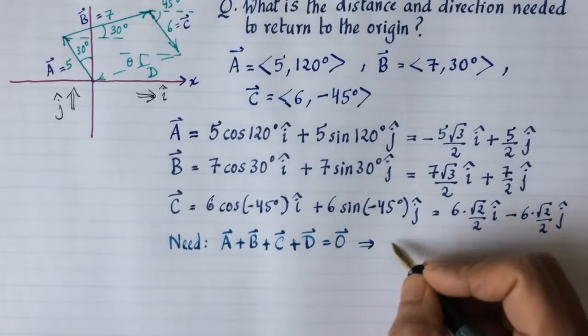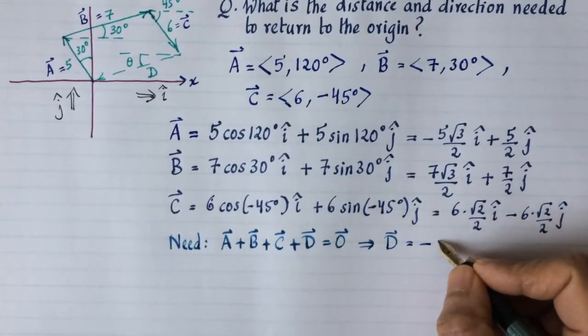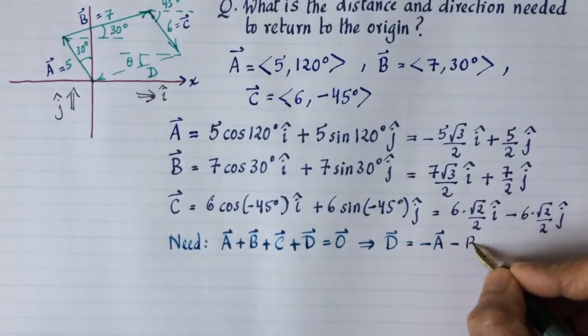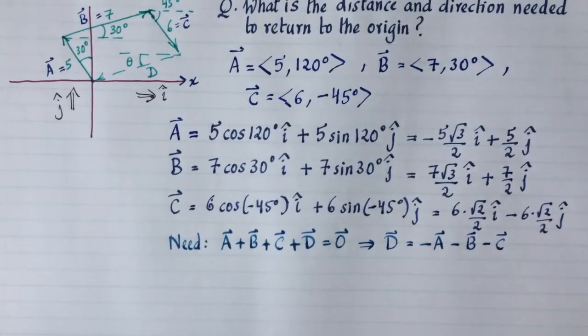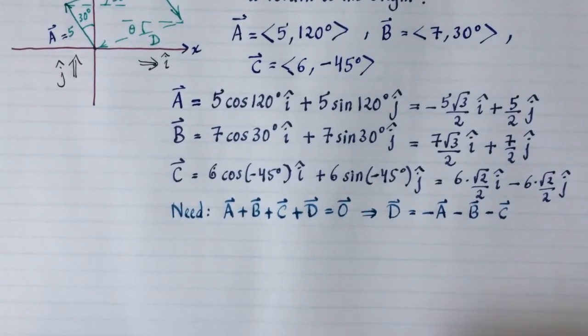This can be rewritten as D. If you transfer all these other vectors to the other side, I get D equals negative A, negative B, negative C. So all I now have to do is write down negative A, negative B, and negative C. So I can do all that next.